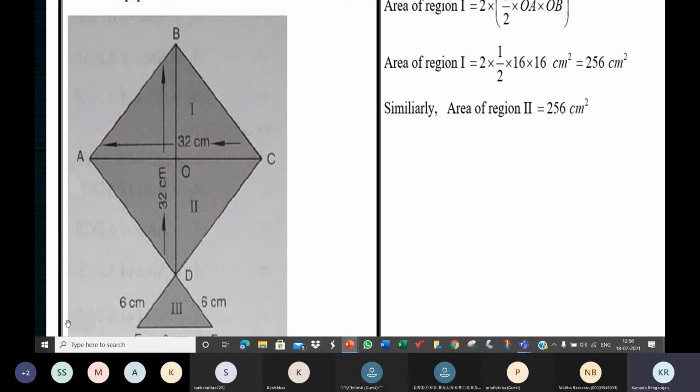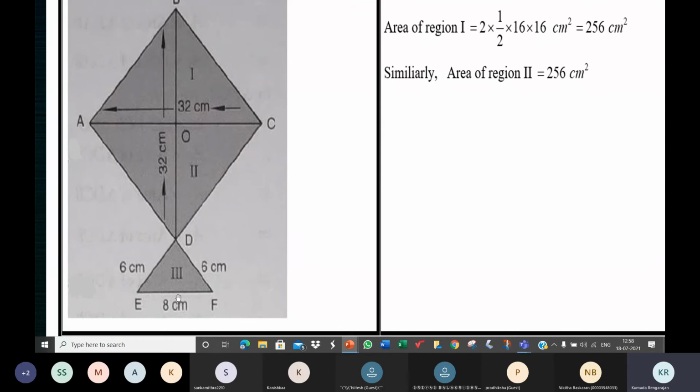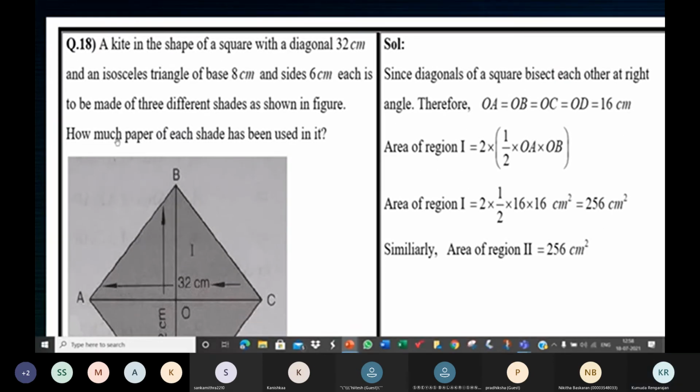And what else is given? Below, this one is an isosceles triangle. Base is 8 centimeters and the equal side is 6 centimeters. What is the question? 3 different shades of paper have been used to make the kite. We need to find how much paper of each shade has been used in it.